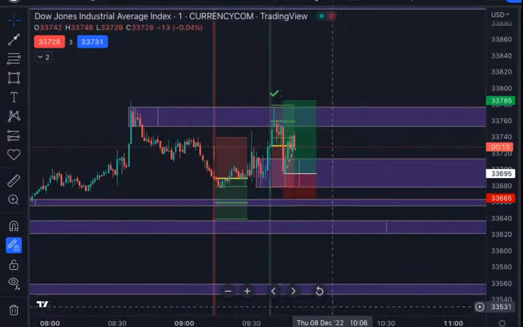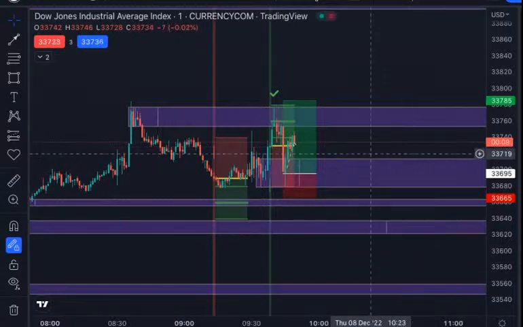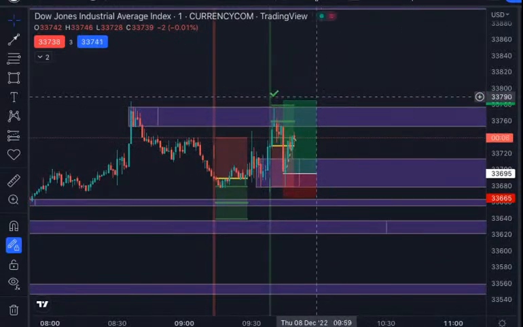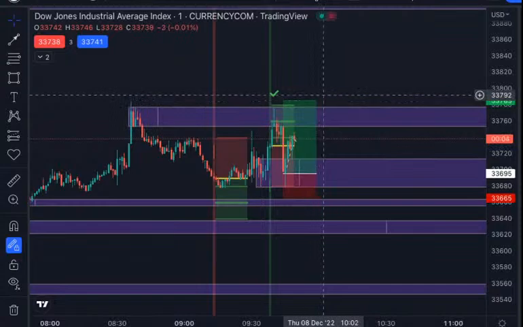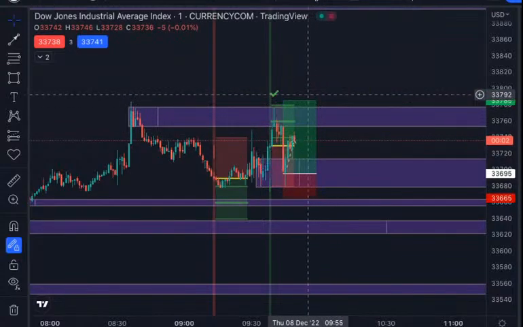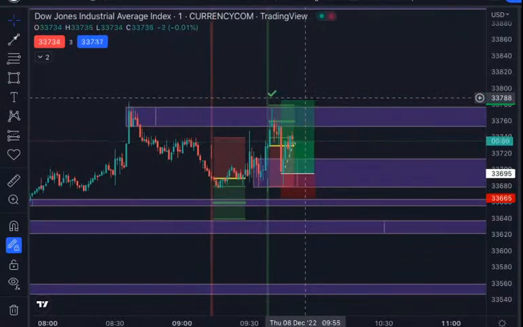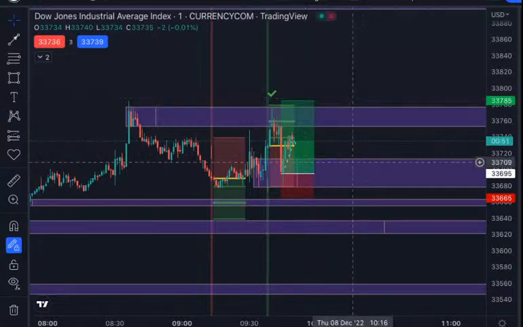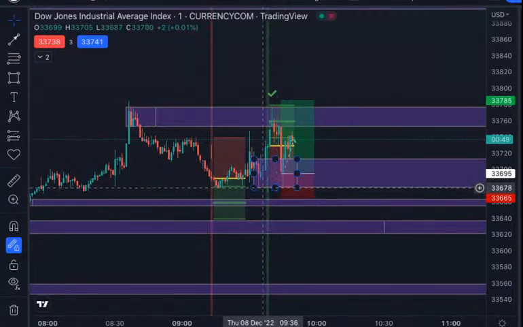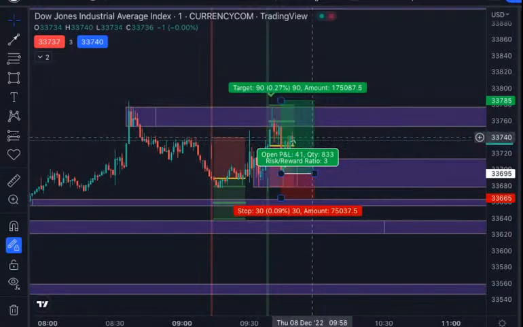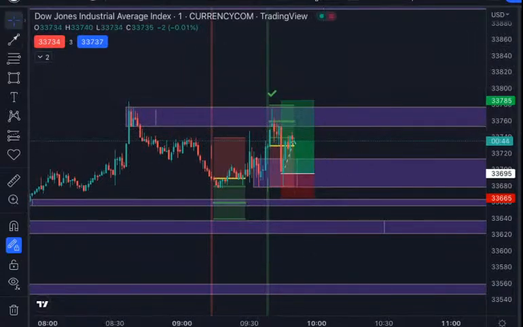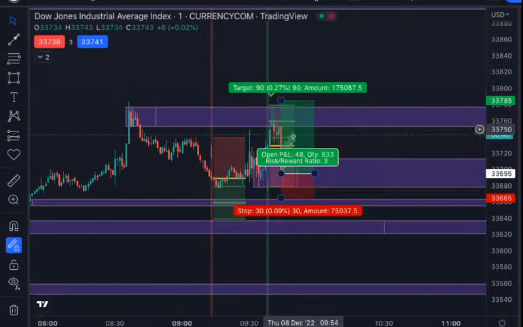So what I'm expecting price to do is to actually break above here, and then once it breaks above this level up here, I'll definitely begin to look for some more entries. But this would have been a solid entry right here, so y'all can see exactly what I'm pointing at.